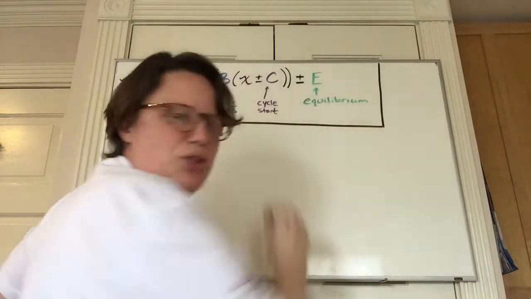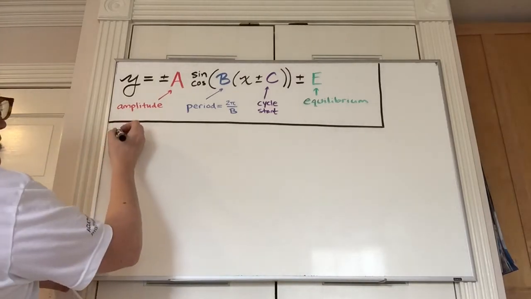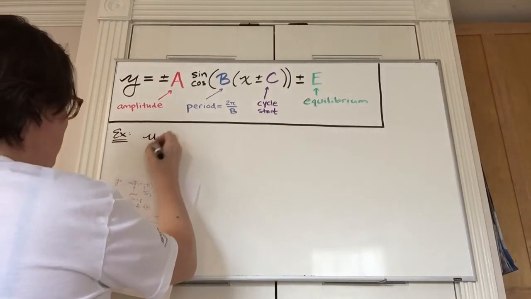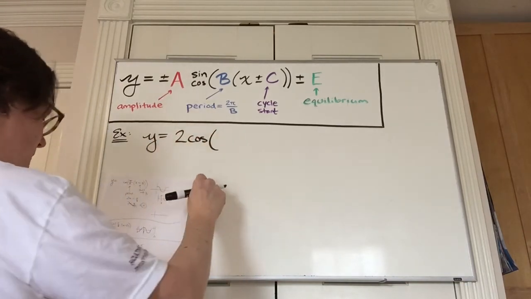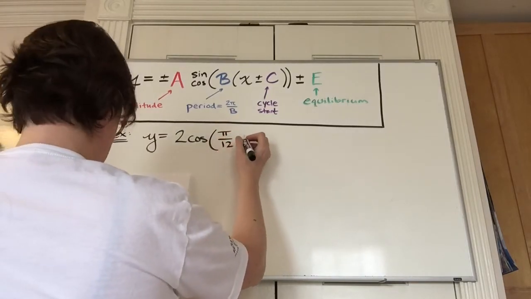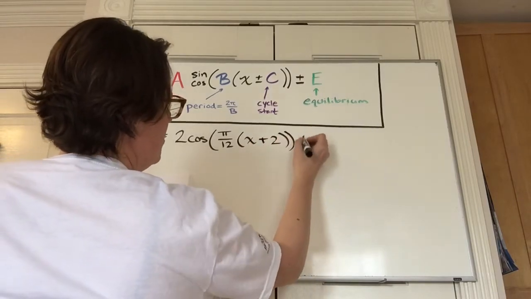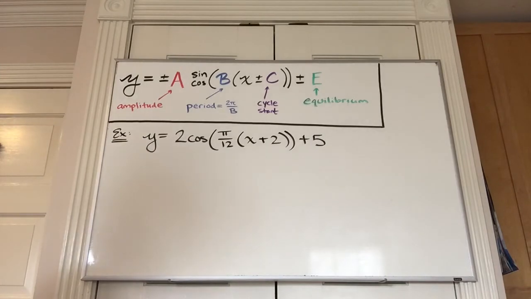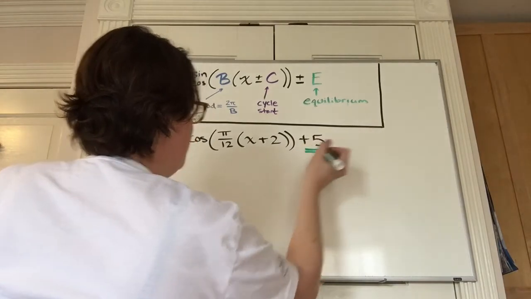All right, so how about for our second example today, we try to graph the function y is equal to 2 times the cosine of pi over 12 times (x plus 2), plus 5. So we have 2 changes inside the function, 2 changes outside the function. Let's do the outside function changes first. So we have a vertical shift of 5.